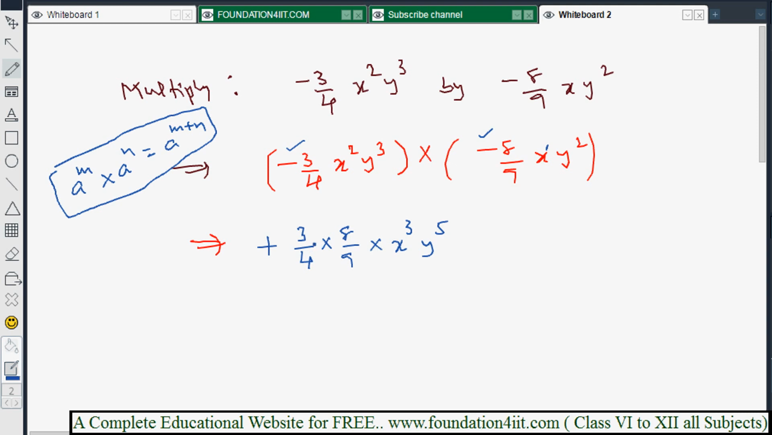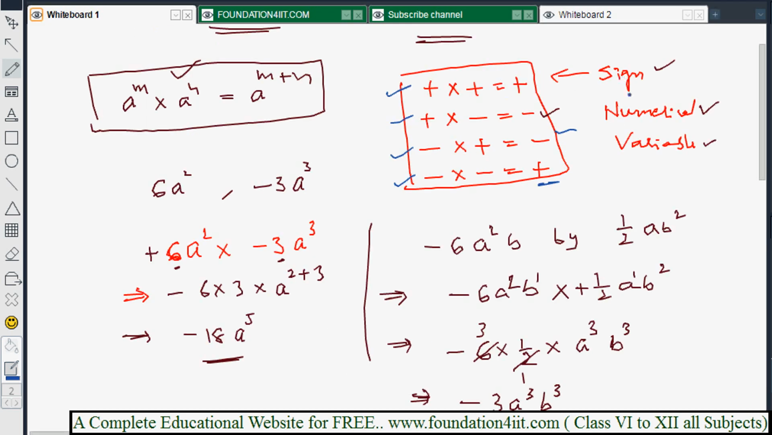Now I can try to simplify if it is possible. 3 ones are 3, 3 threes are 9, I can cut. 4 twos are 8. Finally the plus need not be kept. So 2 by 3 x cube y power 5. That's it. This way we can do multiplication of monomials. The important concept is this: remember the sign, numerical and variable. If you multiply one by one, you will not get confused, you will get exactly the answer.